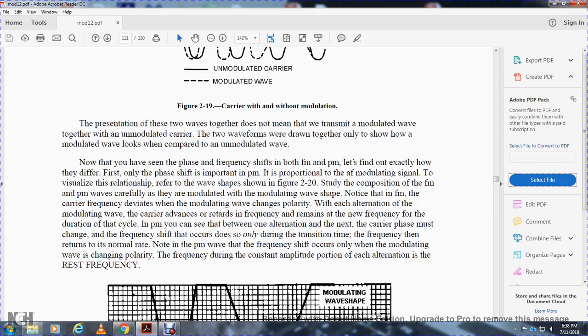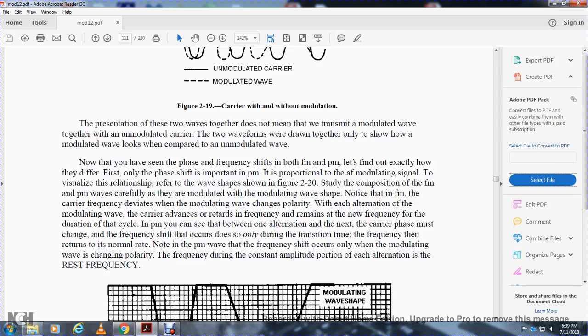The frequency shift in the phase modulator is proportional to the audio frequency modulating signal. Visually, this relation is shown in the wave shapes of Figure 220, comparing the frequency modulator and the phase modulator waves carefully with the modulating wave shape. You know that in the frequency modulator, the carrier frequency deviates with the modulating wave. At each change of polarity of the modulating wave, the carrier advances or retards, and the frequency remains at the new frequency for the duration of the alternation.